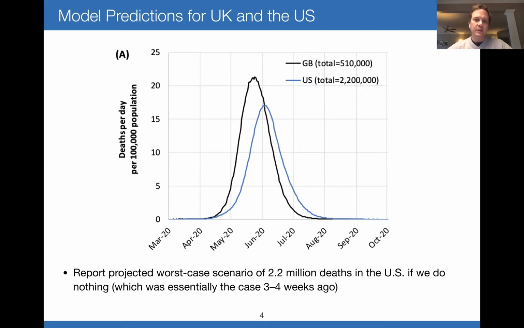Some of the model predictions from this model for both the UK and the United States were dire. These included estimates of the total deaths and the case counts in these two countries assuming different scenarios. And the worst case scenario assumed that we did essentially nothing, changed no behavior, and had no biological prevention mechanisms, and that could result in upwards of 2.2 million deaths in the US. And this behavioral response was essentially what was the case even 3 to 4 weeks ago.